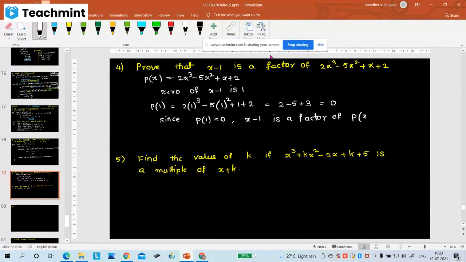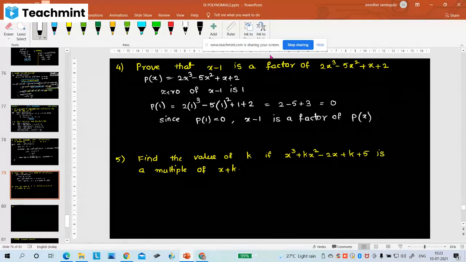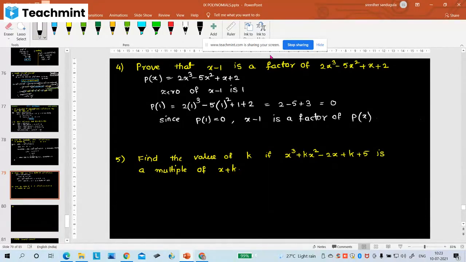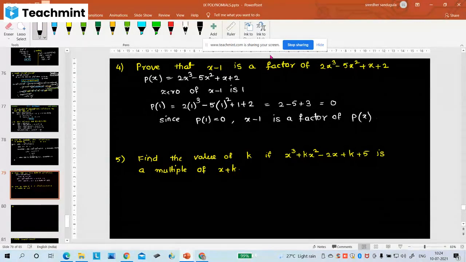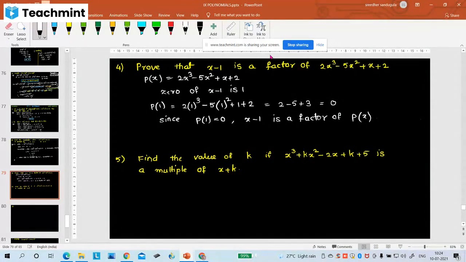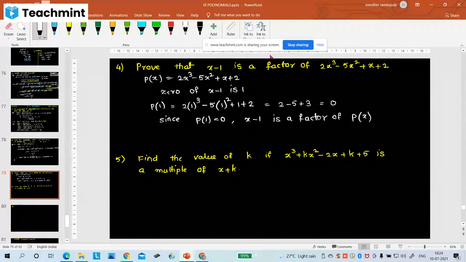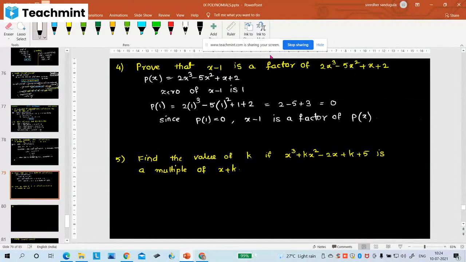You need not write the whole polynomial. If you write P of x, that is enough, because in the beginning itself you assumed that the given polynomial is P of x. So you can write the conclusion that P of x is a multiple of x minus 1, or x minus 1 is a factor of P of x. Okay, so this is the solution. Then the fifth one, let us see here. All together, at a time, you can copy both.